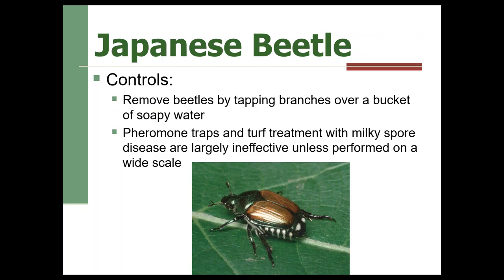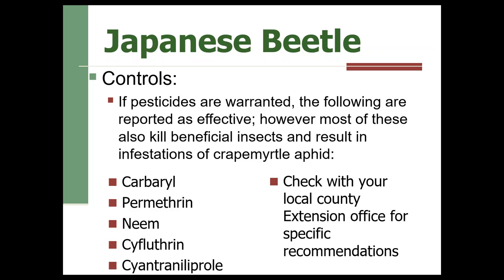If you are looking at harder pesticides, there is a list shown here that includes carbaryl, which is, for example, Sevin, permethrin, neem, cyfluthrin, which is Tempo, and then there's a new one, cyantraniliprole, which goes by the name Mainspring. These are some compounds that are reported to control Japanese beetle if you are in that unfortunate situation, which I hope most of you are not.